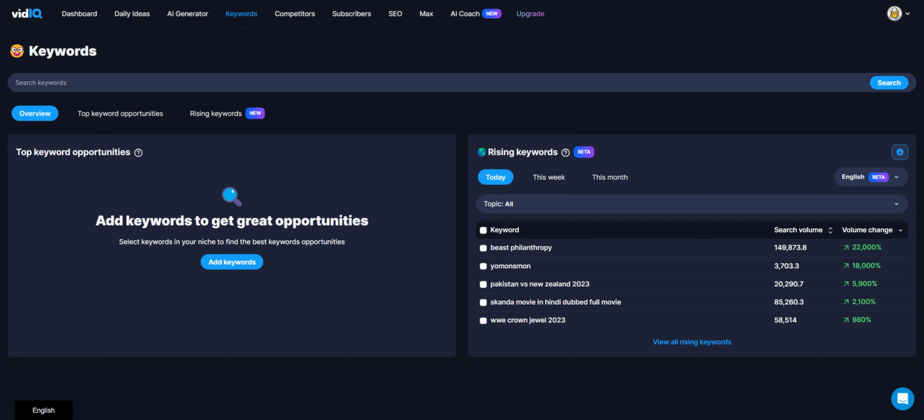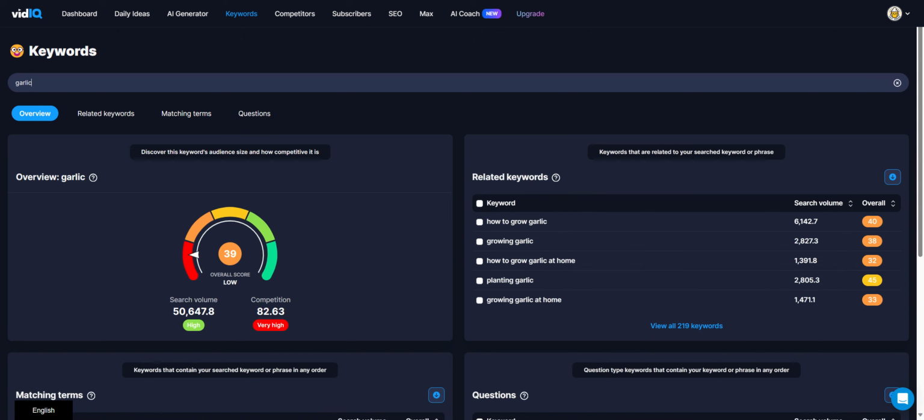But let's look at some specific keywords here. So when we look at garlic, see that the search volume is 50,000, which is pretty high, but the competition is 82 out of 100, so that's very high. And based on that, it gives the overall score of 39, which is pretty low.